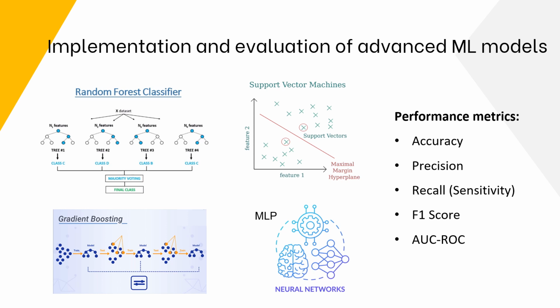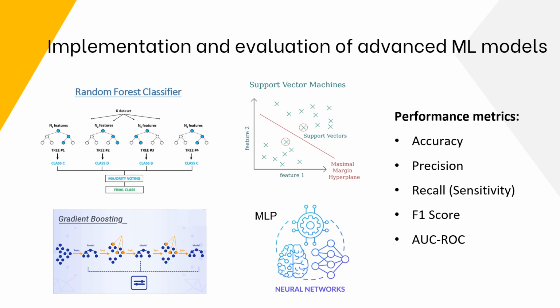Accuracy measures the overall correctness of a classification model. It is the ratio of correctly predicted instances to the total instances. Precision is the ratio of correctly predicted positive observations to the total predicted positive observations. It measures the accuracy of positive predictions. Recall, also known as sensitivity or true positive rate, is the ratio of correctly predicted positive observations to all observations in the actual class. It measures the completeness of positive predictions.